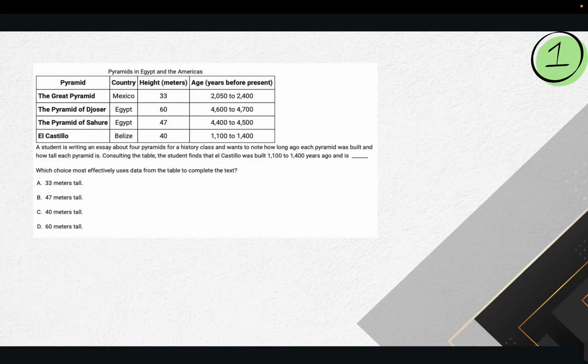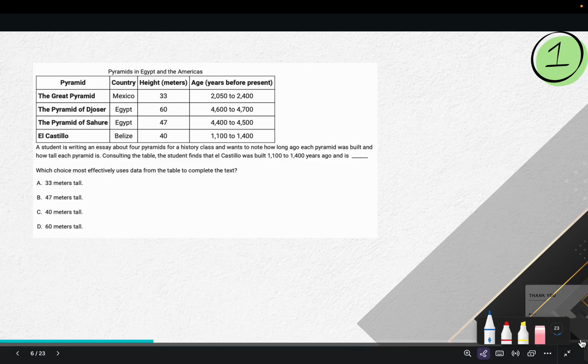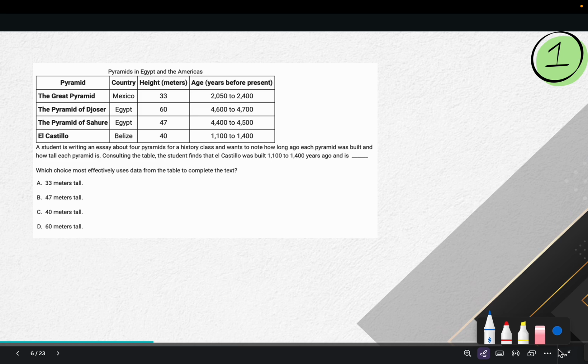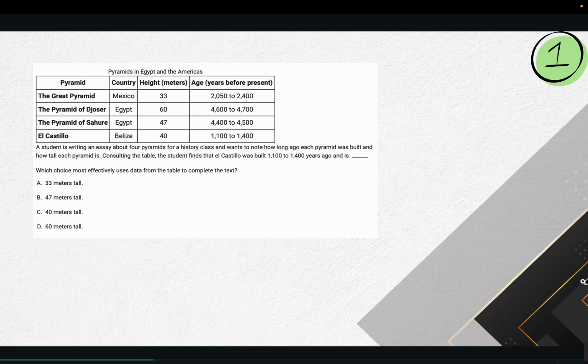Okay, guys, now I am giving you 1 minute to solve this question. Okay, guys, 1 minute starts right now. Just do your best at answering the question.